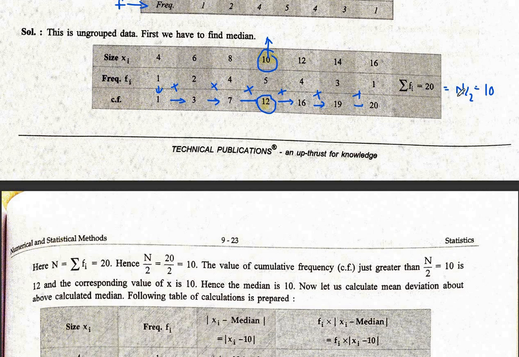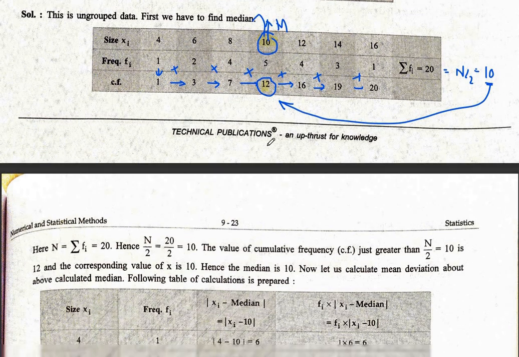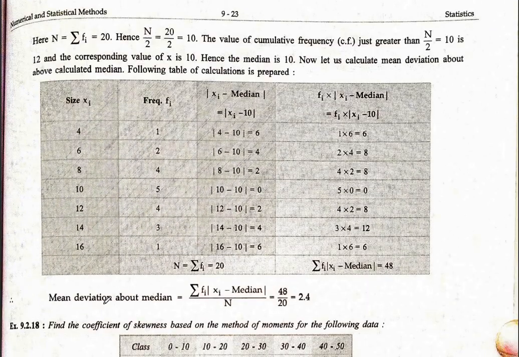So what we have done: we divided the summation f, that is our n value, by 2, which is 10. We found the CF value greater than this 10, that is 12, and the x value corresponding to 12 is 10. So that becomes our median. Now to calculate the mean deviation, the formula is summation f into mod x minus median.